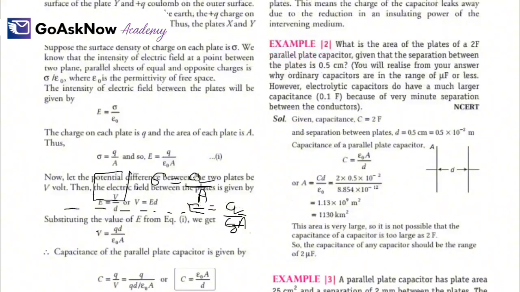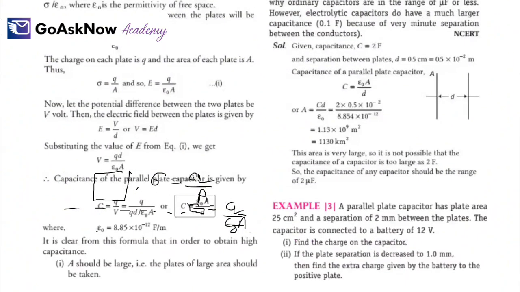Now, let the potential difference between the two plates be V volt. The electric field between the plates is given by E equals V by d. This also we have covered. So V equals E d, by cross multiplying. Substituting the value of E from equation 1, we get V equals q d by epsilon naught A.